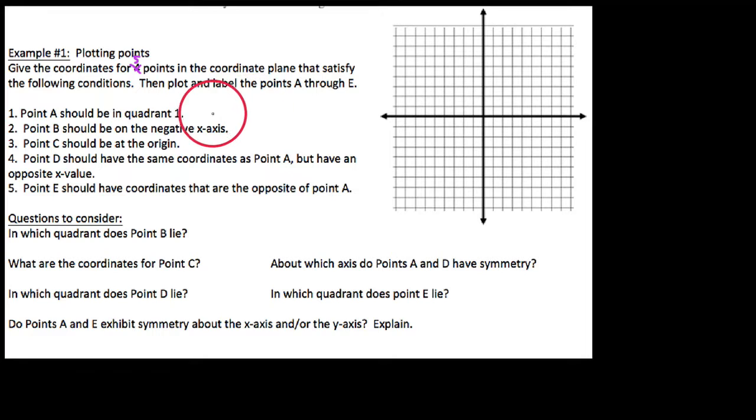Let's start with number 1. Point A should be in quadrant 1. Because quadrant 1 has all positive values, I'm going to say, how about the point (2, 3)? Starting at the origin, we'll go right 2, up 3, grab this point, and label it A. Pretty neat, right? Looking at the rest of these, point B should be on the negative x-axis. Well, where would this be?